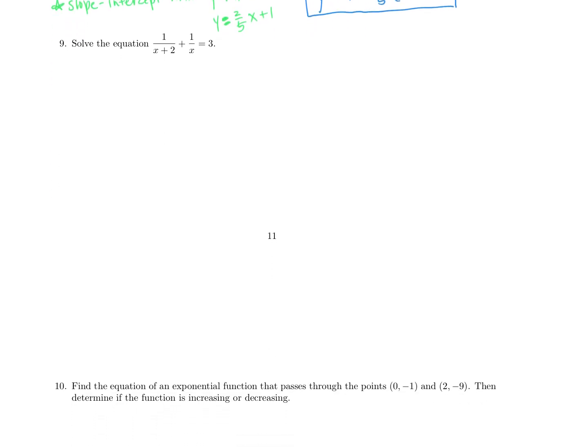All right, number 9, solve the equation. So for this one, you want to solve it by first getting rid of the fractions. So to do that, you want to find the least common denominator.